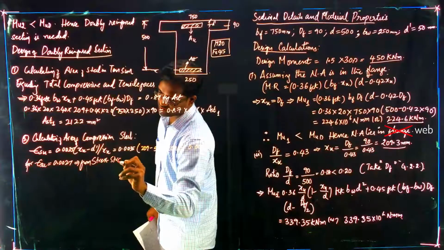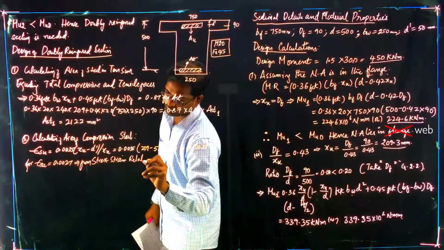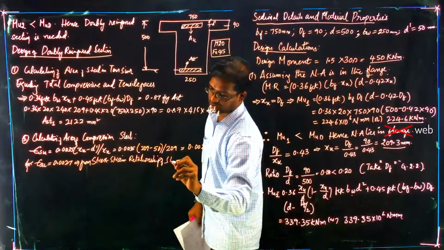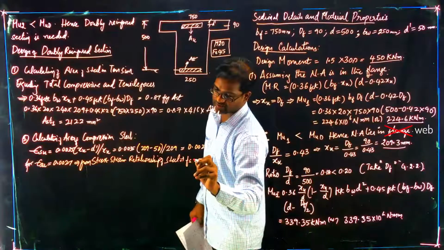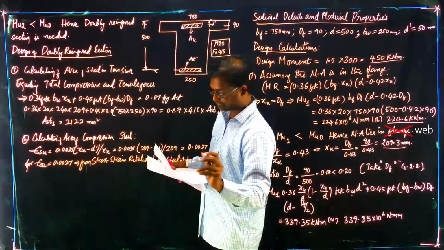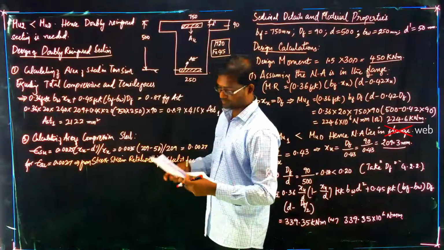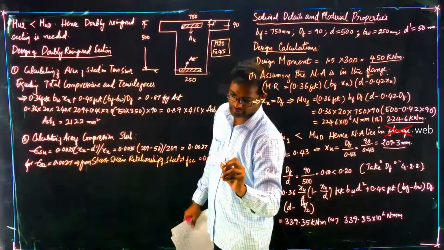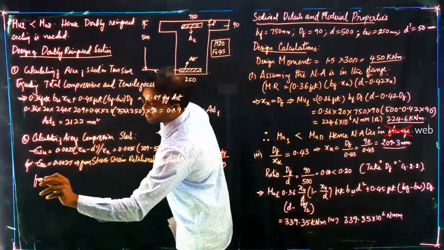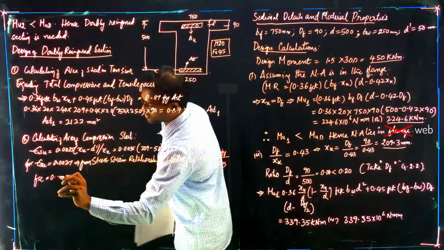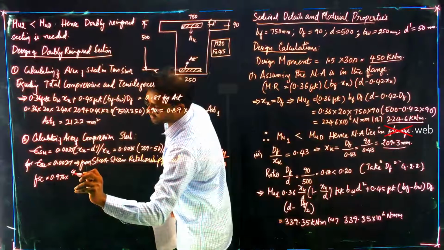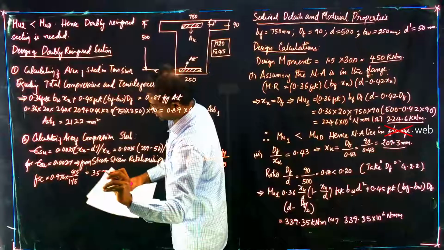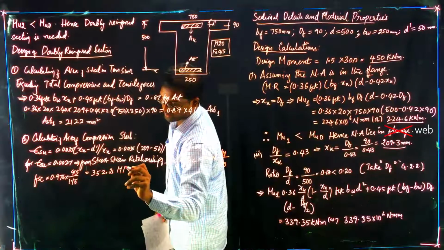from the stress strain relationship of steel, fsc can be calculated as 0.976 into fy by 1.15. So fsc equals 0.976 into 415 divided by 1.15, which gives you a value of 352.21 MPa.